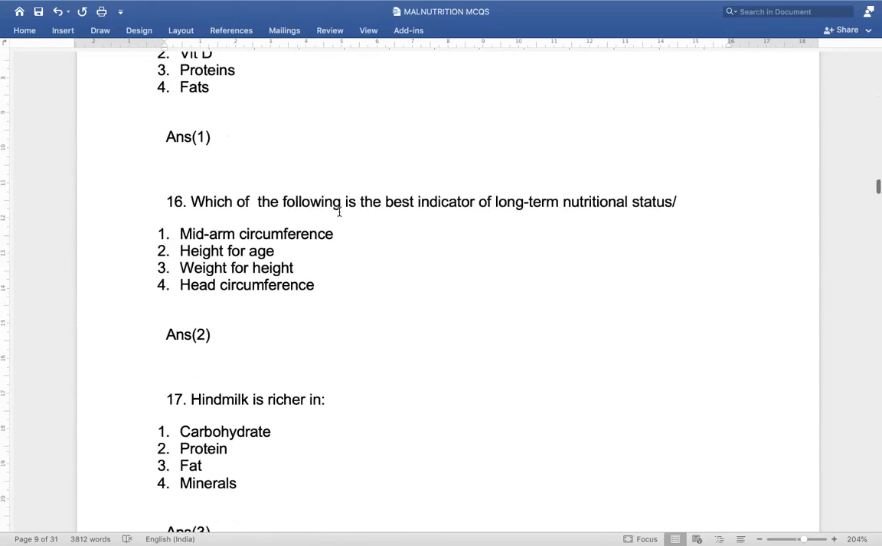Which of the following is the best indicator for long-term nutritional status? Long-term nutritional status is anything that deals with chronic malnutrition. So definitely height for age. Mid-upper arm circumference is a marker of acute malnutrition. Height for age is chronic malnutrition, and weight for age is also acute malnutrition. Head circumference doesn't speak anything about malnutrition.